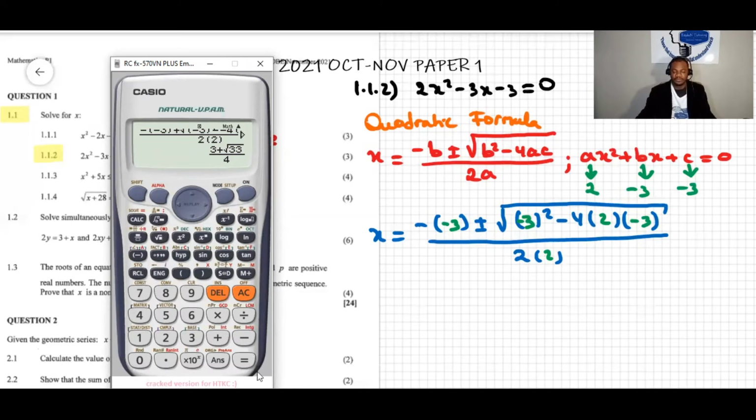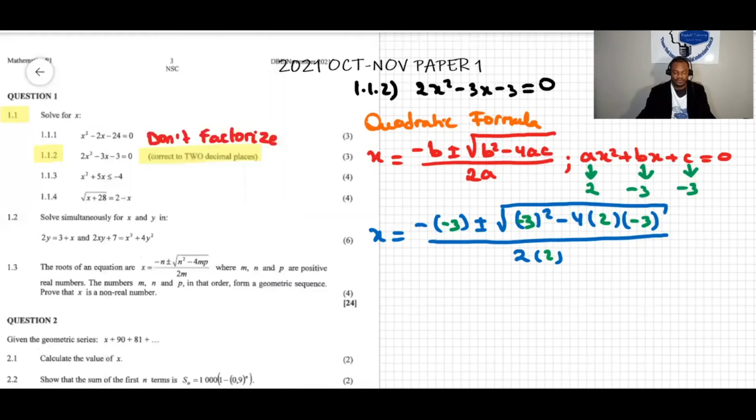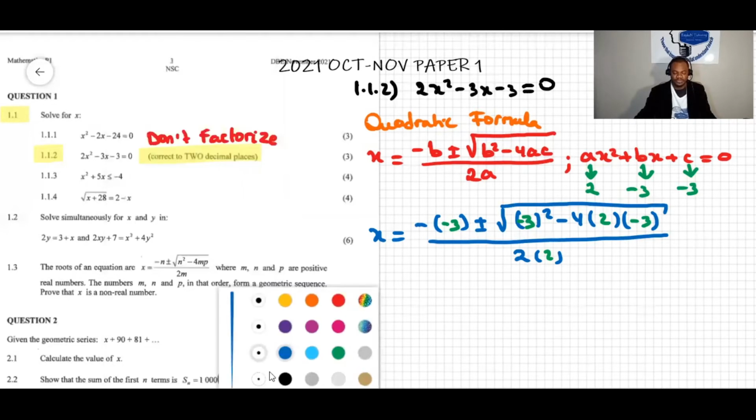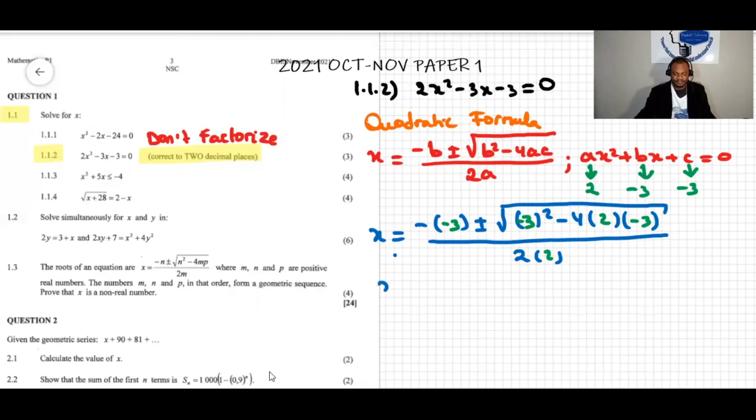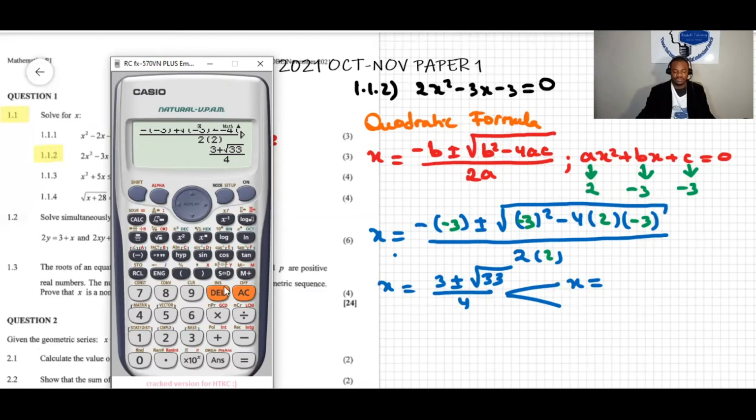It is given by 3 plus root 33 over 4. We'll write it here. x will be 3 plus or minus root 33 over 4. Now this generates two solutions, one with the positive, the other with the negative. Now with the positive, when we see this one, we have to press the button SD, to see the decimal places.